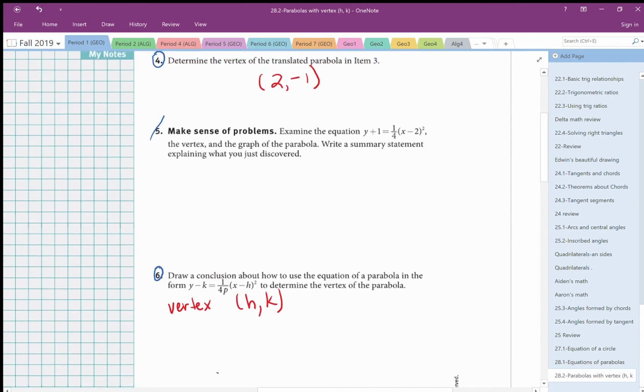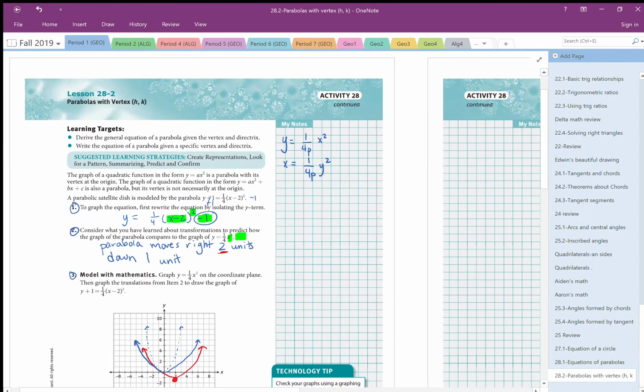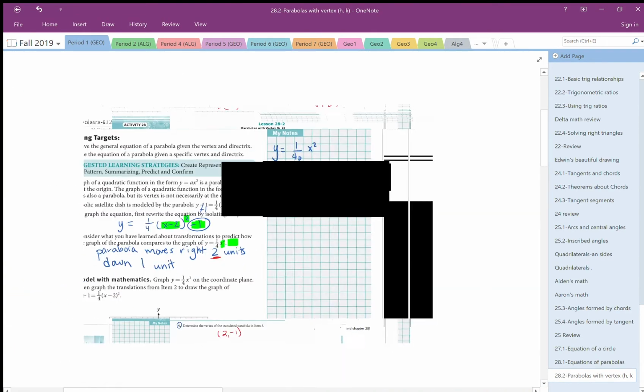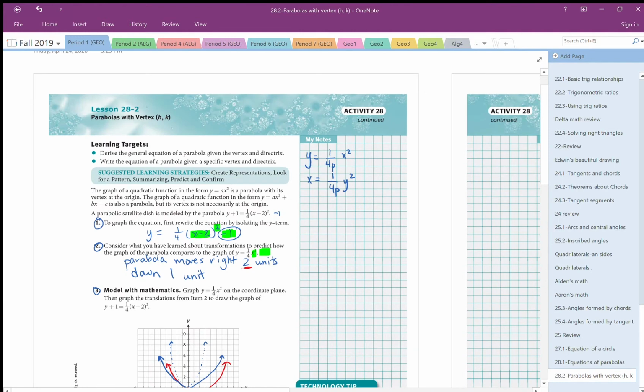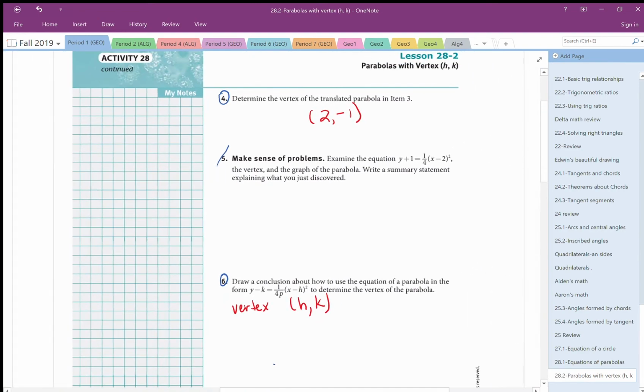Think about the example we just did. The vertex was 2, -1. Let's look back at the original example, this one right here, before we even modified it. We said that it's h, k. Well, this is h and this is k. So it's 2, -1. It's the h value you see, but keep in mind the sign will change. And then the k value that you see, but again, keep in mind the sign will change. All right.